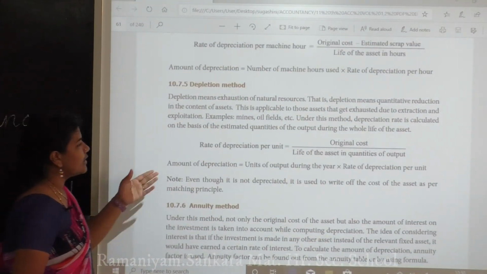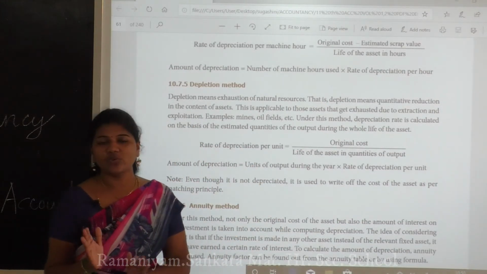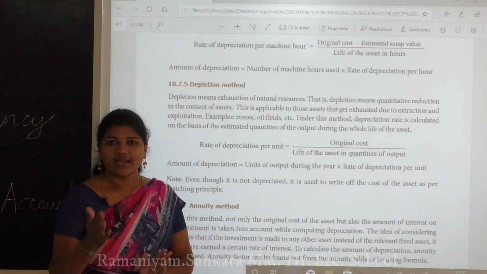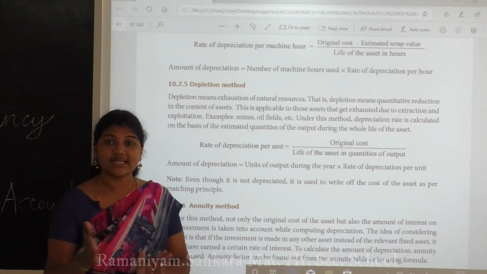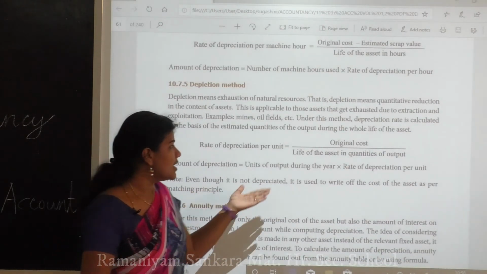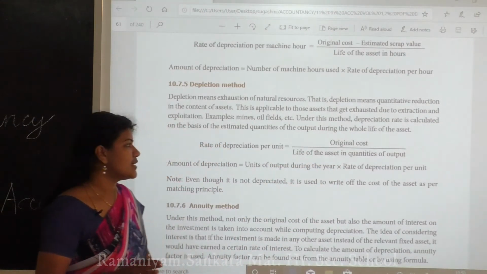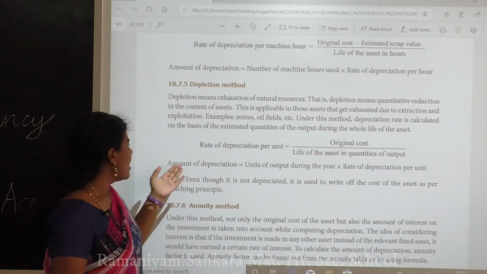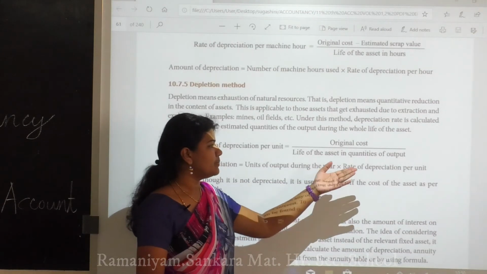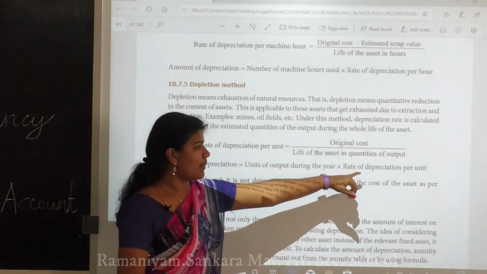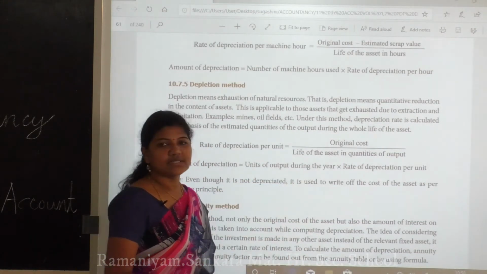This method is the rate of depreciation per unit. Product unit-wise, they have to calculate it: this is one type of unit, another type of unit, and for each set of units they have to calculate it that way. Original cost, the machinery cost, divided by the life of the asset in terms of output. So the amount of depreciation is equal to the unit of output during the year into the rate of depreciation per unit. So you have to write the per unit amount over here. The unit of output during the year is whatever output is coming, that amount.